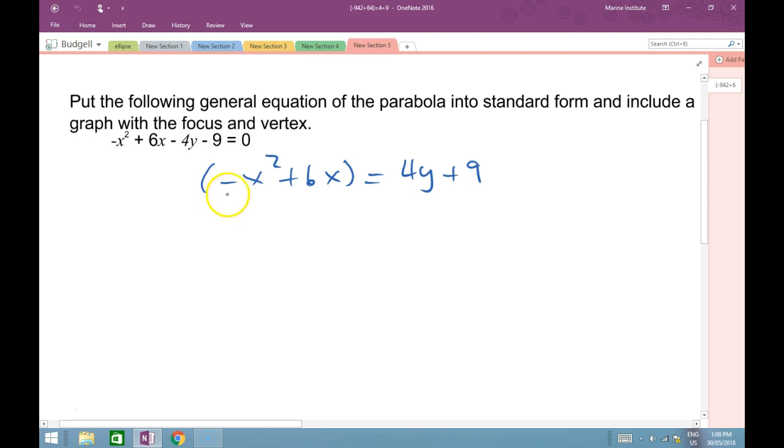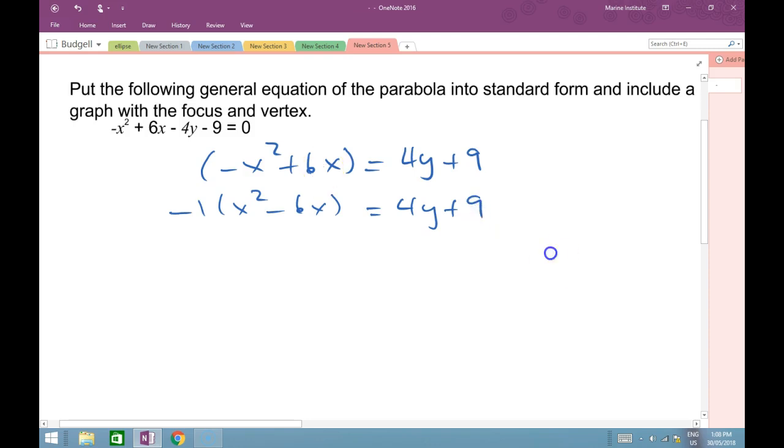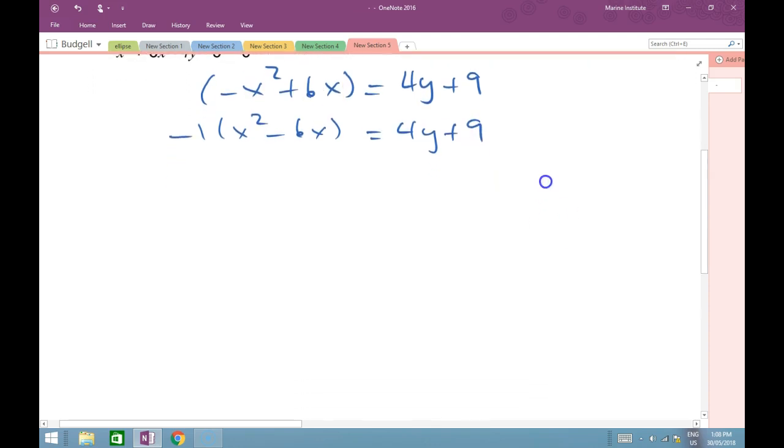Now here we have a -1 in front of the x squared. That must come out before we complete the square. It's the number one mistake most students make. So be careful right here. So take out a -1 and we're left with x squared minus 6x. Careful again to make sure you take out the negative of the 6x as well.